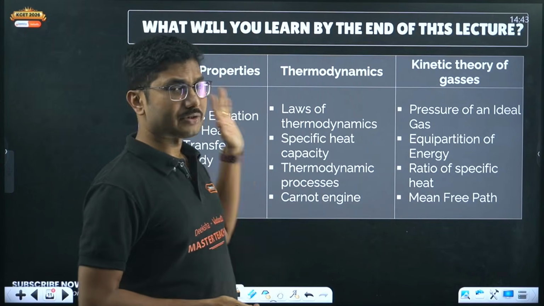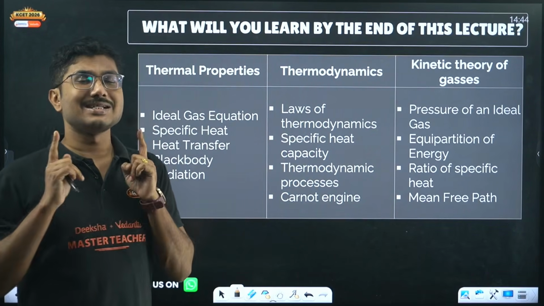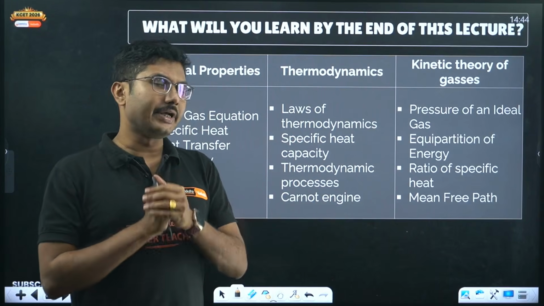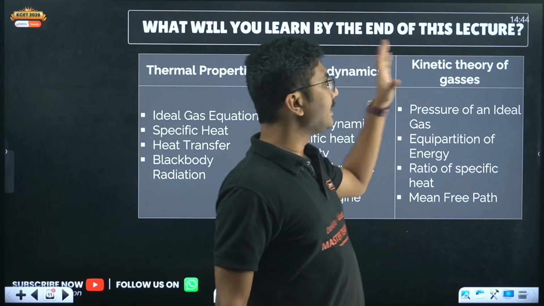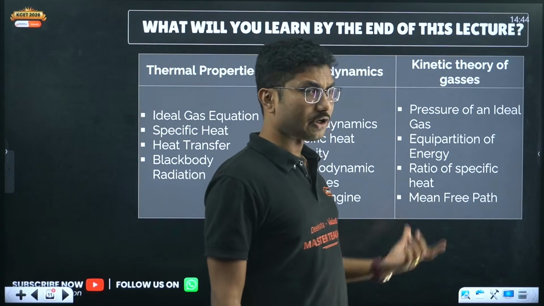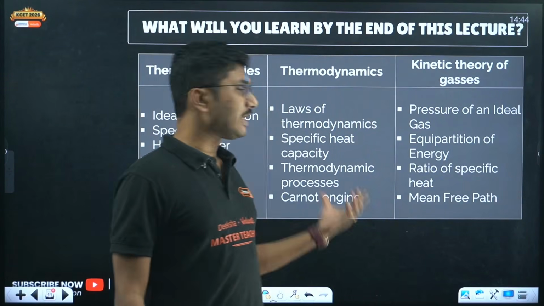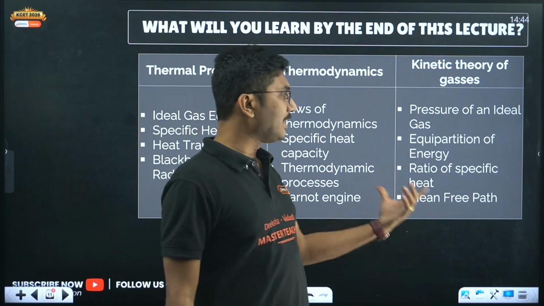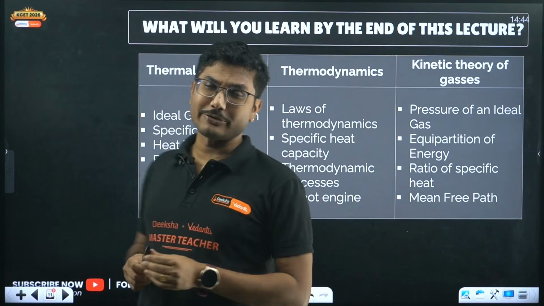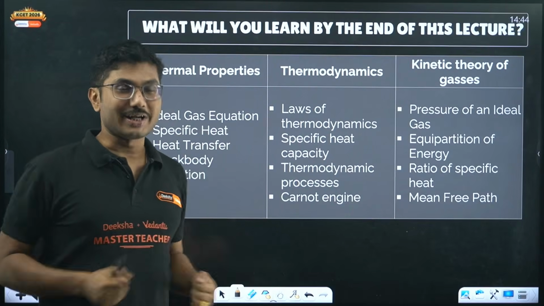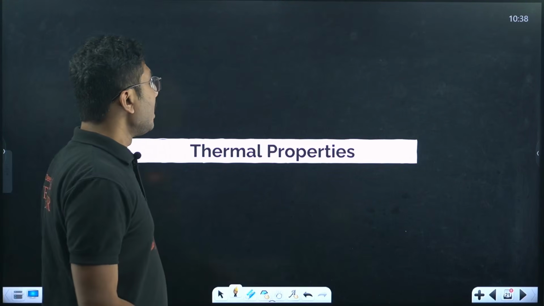Everything will be discussed. Now some students may have a confusion that Carnot engine is deleted. Carnot engine is not deleted, refrigerator is deleted. Carnot engine is still part of the syllabus. In the kinetic theory of gases chapter we are going to discuss pressure of an ideal gas, equipartition of energy, ratio of specific heat, which is very important, and mean free path. So these are all the three chapters that we have to discuss today, three chapters in a single lecture. So let us start. Now let us continue with the next chapter, thermal properties.